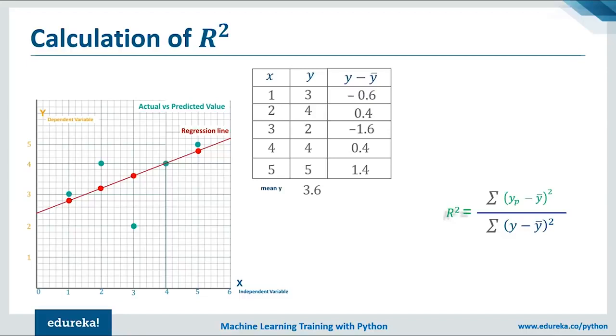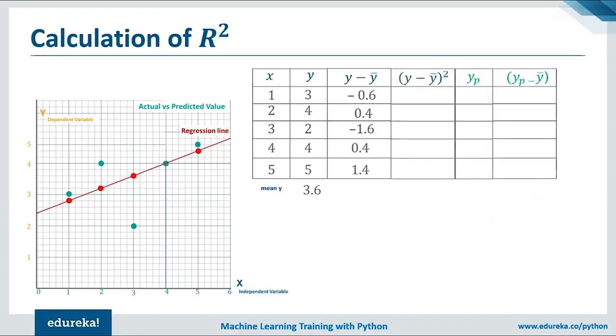Now we have to take the square. So we have minus 0.6 square as 0.36, 0.4 square as 0.16, minus 1.6 square as 2.56, 0.4 square as 0.16, and 1.4 square as 1.96.